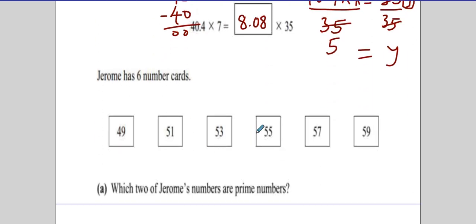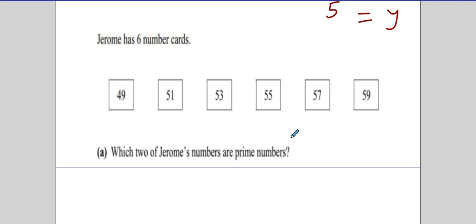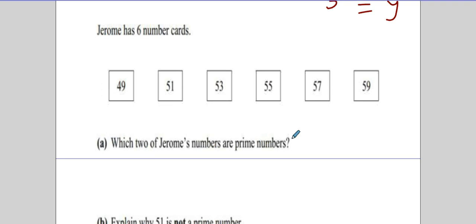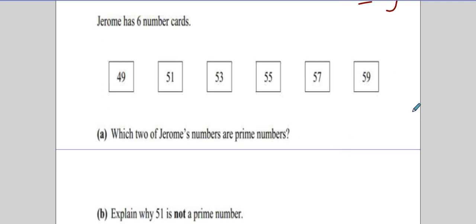Let us continue. Jerome has 6 number cards. We have cards labeled 49, 51, 53, 55, 57, 59. Which two of Jerome's numbers are prime numbers? Okay, prime numbers are, we have 53, okay, and we have 59.